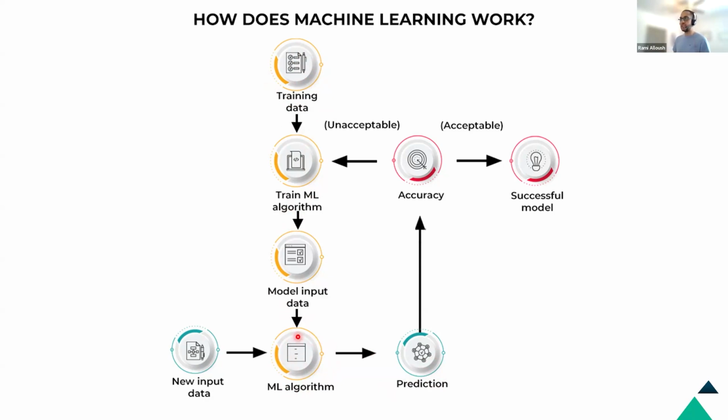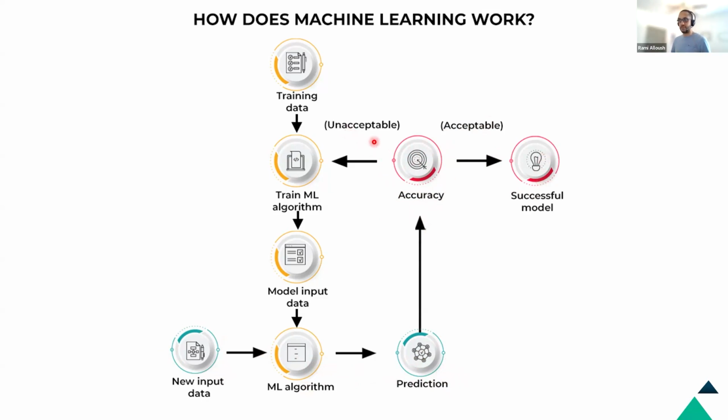To use this model, the process is called prediction or inference. We give the model some new input data that the model didn't see before, and we ask the model, what do you think of this data? We will identify the different types of problems shortly, and then the model gives us a prediction. Then we evaluate the accuracy. If the model is accurate, or the accuracy is acceptable, then we have a successful model. We are happy with this model and we can start using it.